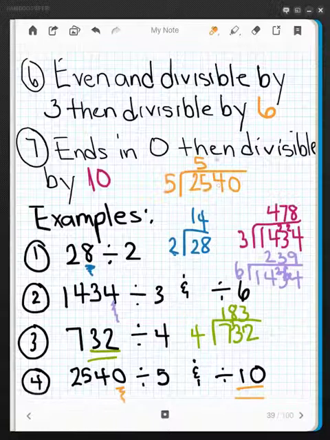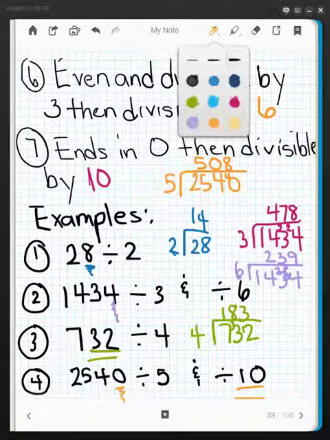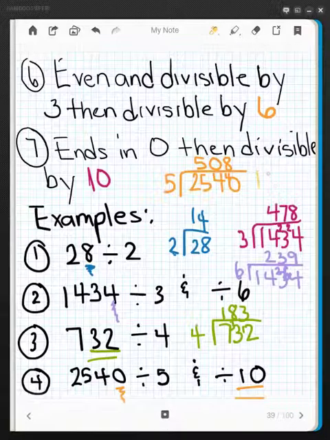5 will go into 4 0 times. 0 times 5 is 0. 4 minus 0 is 4. So we have a 4 left over. 5 will go into 40 8 times. Look at that. Absolutely divisible by 5. Now let's check out and see if it's divisible by 10. 2, 5, 4, 0. Divisible by 10 or not?